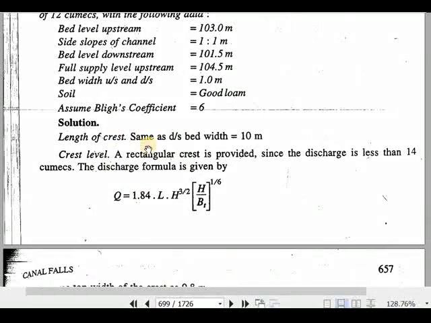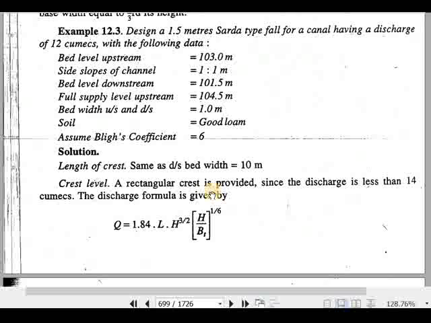So length of crest is equal to same as downstream bed width, that is equal to bed width upstream and downstream, that is equal to 1 meter, and here it is written as 10 meter. I think it is 1 meter.